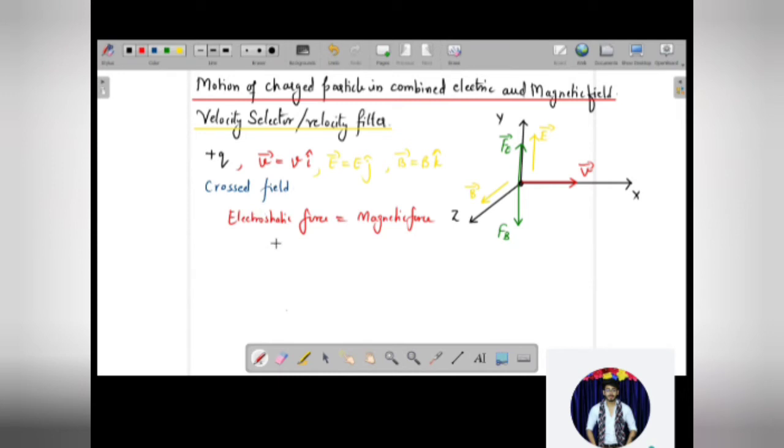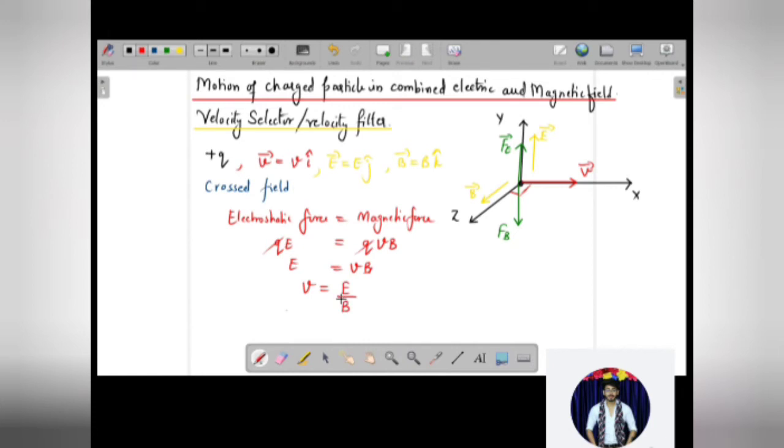What is electrostatic force? It is Q multiplied by E, the charge multiplied by the electric field. It will be equal to the magnetic force. Magnetic force is QVB sine theta. Theta in this case is 90 degrees, so sine theta will become 1. So QE will be equal to QVB. Q and Q get cancelled, so E is equal to VB. So V from here is going to be E upon B.